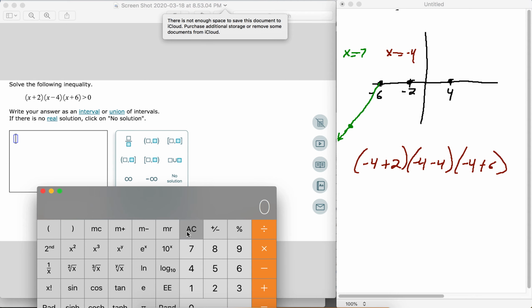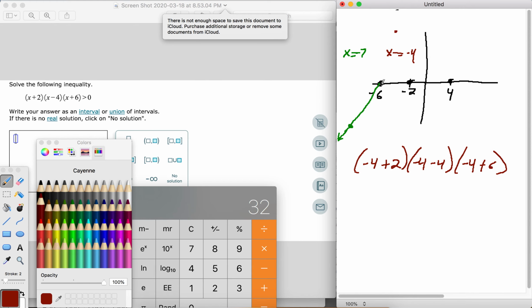Okay, so when I calculate that, the first parenthesis is going to be a negative 2. The second parenthesis is going to be a negative 8. And then the third parenthesis is going to be a positive 2. So we get 32. So 32 somewhere up here. We know the interval is going to look like this. Now we got to make sure it dips below the x-axis. We know it probably will, but just to be safe, plug in x equals 0, a number between those two.